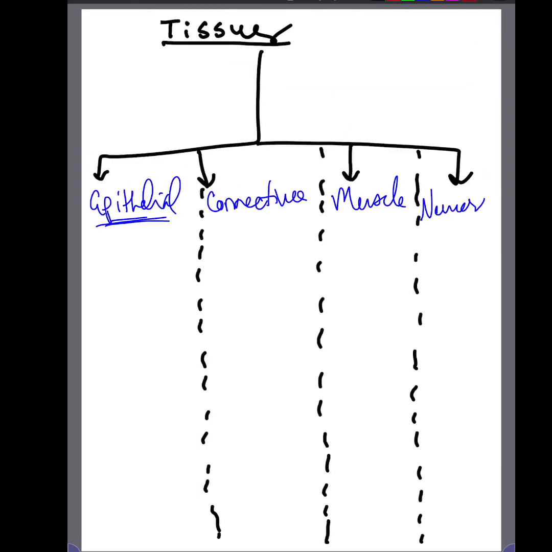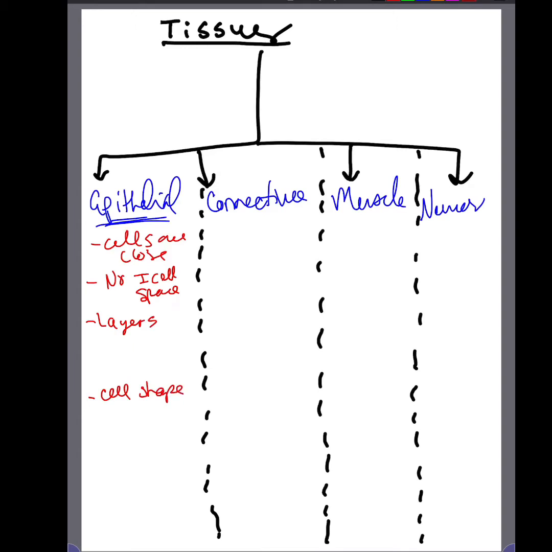So let's begin with the epithelial tissue. First of all, some of the characteristics of this tissue is that the cells are bound closer together, and there's no intracellular space. Another characteristic of the epithelial tissue is that we can classify it depending on the layers and depending on the cell shape.